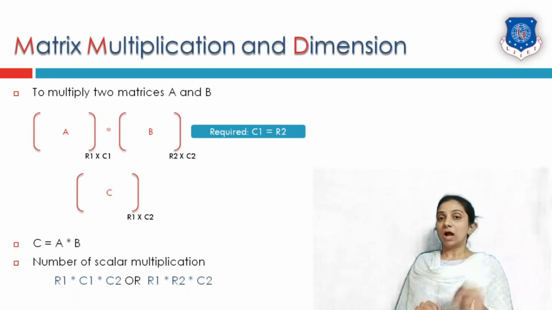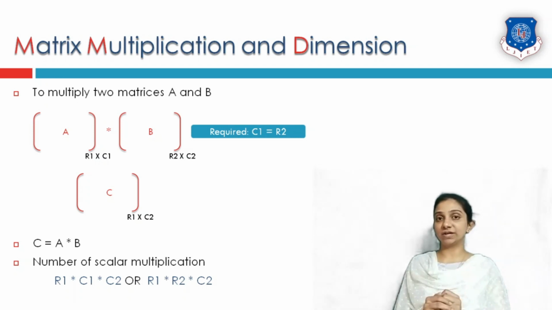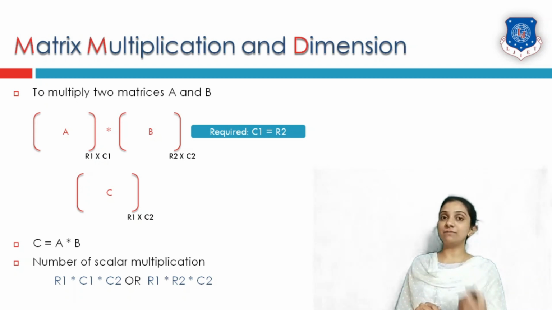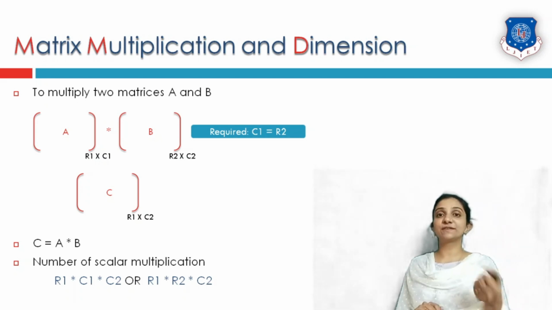But here, how many multiplications will be done if we are multiplying two complete matrices? So the number of multiplications, or the number of operations that will be performed, will be R1 cross C1 cross C2, or I can say R1 cross R2 cross C2.